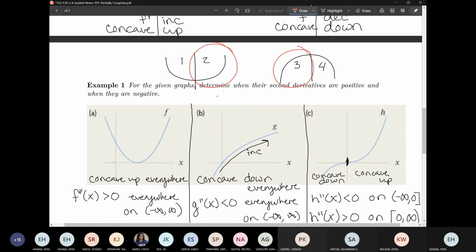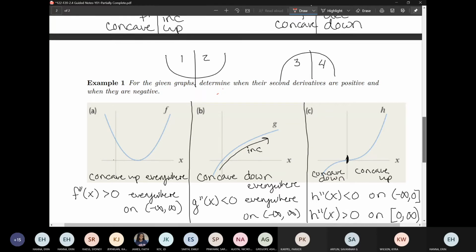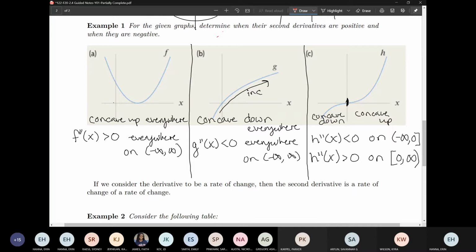So at this point in time, we're doing this all by sight. We just have to look and try to trust that our eyes know which one it is. We will be getting to a point where we can find the pieces that are concave up versus concave down algebraically, with actual math instead of just our eyes. But we're just not there yet. Okay. Any more questions before I move on?